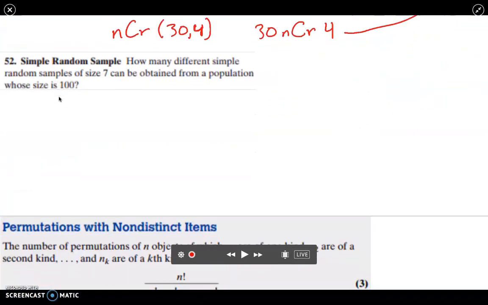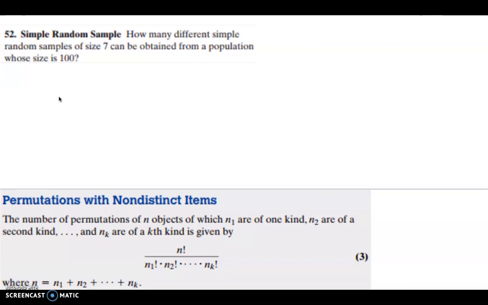All right, so in this question number 52, we're looking at simple random sample. How many different simple random samples of size 7 can be obtained from a population of 100? Okay, so we just want to know, you want to randomly select 7 people out of 100. The order doesn't matter. It doesn't tell us anything about the importance of someone being first or fifth. Whether you're picked first or 7th, it doesn't matter. So order does not matter. And if order does not matter, then we use combinations. So this would be 100 combinations of 7.